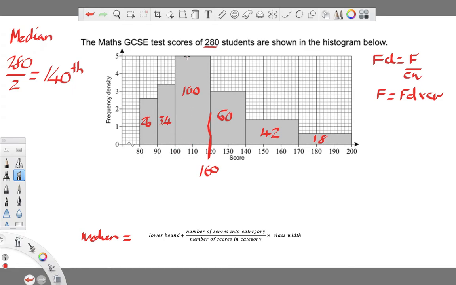So we know, therefore, that our median is going to fall in this bar here. Why is it that bar? Well, up to this point, it was 26 plus 34, which is 60. So we know that the 140th value lies somewhere between 60 and 160. Our job is to find out where it exactly falls and hence find our median. Okay, so the lower bound of this bar here, well, that's 100.